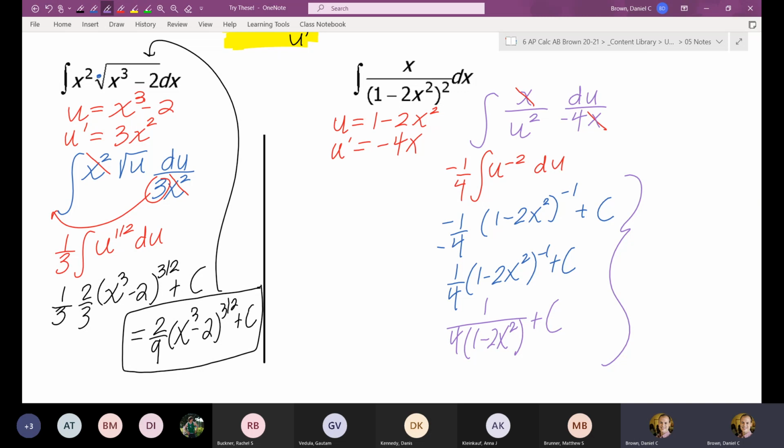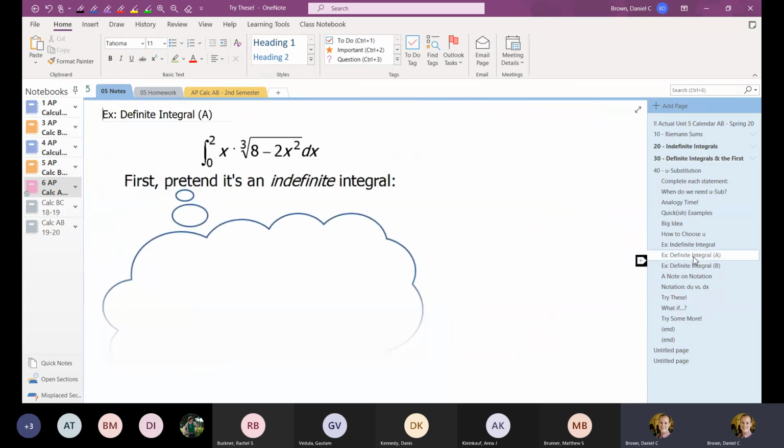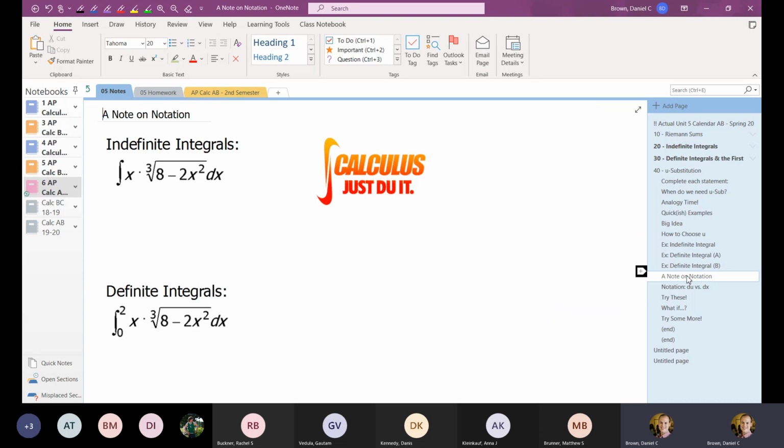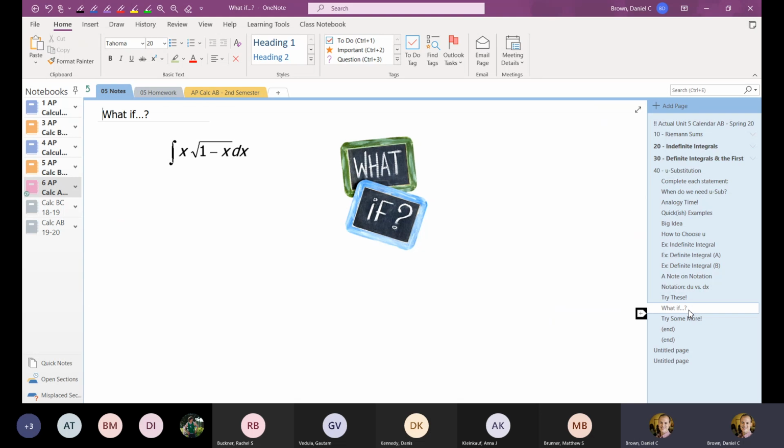All right, so that's where I'm going to stop for today. These problems definitely can get more complicated. Tomorrow, and you can see if you're looking in OneNote, we're going to talk about the definite integral. Because there are some things we have to be very particular with when we do the definite integral and use substitution. We'll talk a little bit about notation that's important to show. And then I will talk about a special case where not all of your x's will cancel, and how you remedy that situation with u-sub.